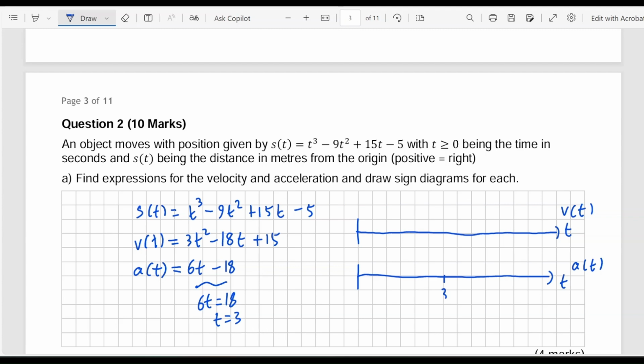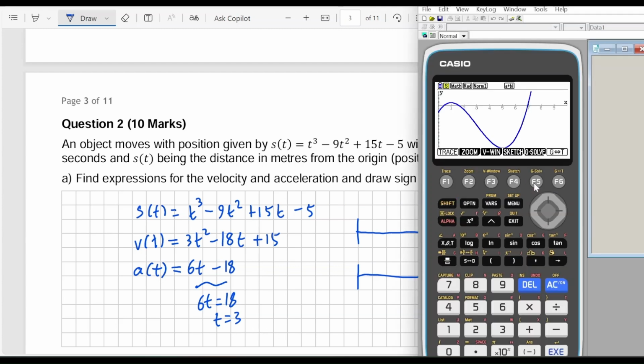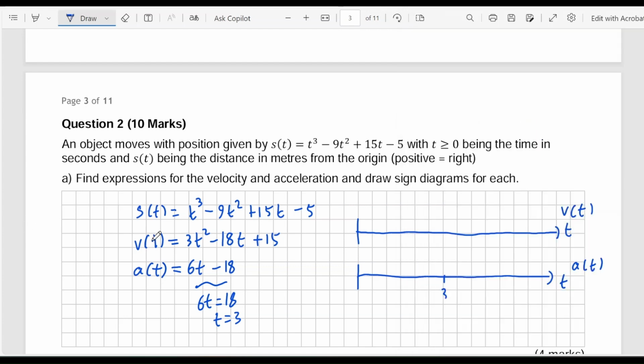The velocity sign diagram, there's a couple ways to do it. So you could go G-Solve Max, there's 1, and you can go G-Solve Min, there's another one at minus 30. Minus 30 is a y value. There's one at 5. So there's 1, 3, 4, 5, just like that.